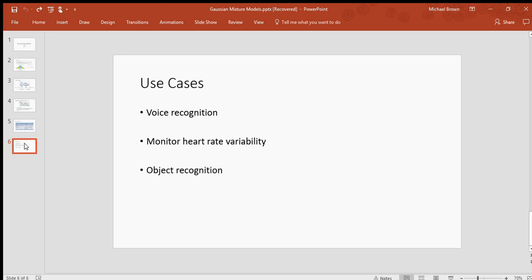Some use cases of this are for voice recognition and biometrics, so identifying who a person is, monitoring heart rate variability, so the difference your heart rate is at any given point from your average or your standard heart rate to predict heart failure and other things like that, and then identifying objects and images.